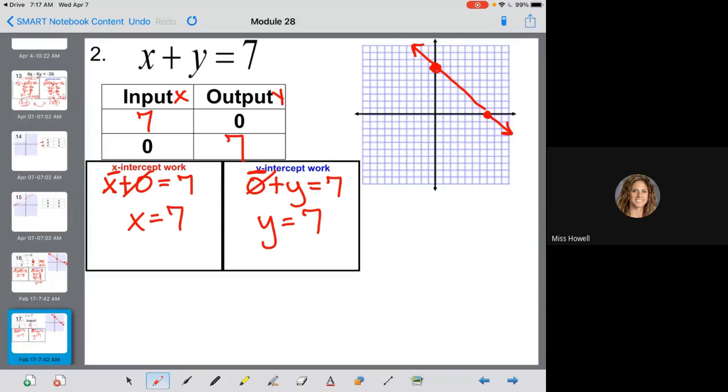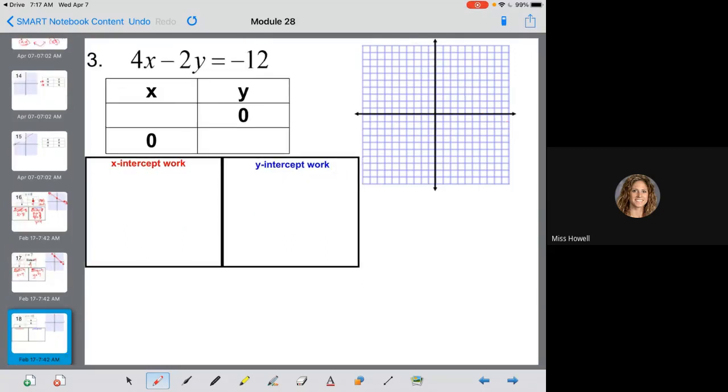All right, let's try one more together. Number 3. All right, this one's a little bit more complex, but it's still standard form. So 4x minus 2y equals negative 12. It's in standard form, so a quick, easy method here would be to use our intercepts instead of a full table with 4 values. And now keep in mind, we could still use that other method of solve for y equals and pick out x's and solve for y's. It always works.